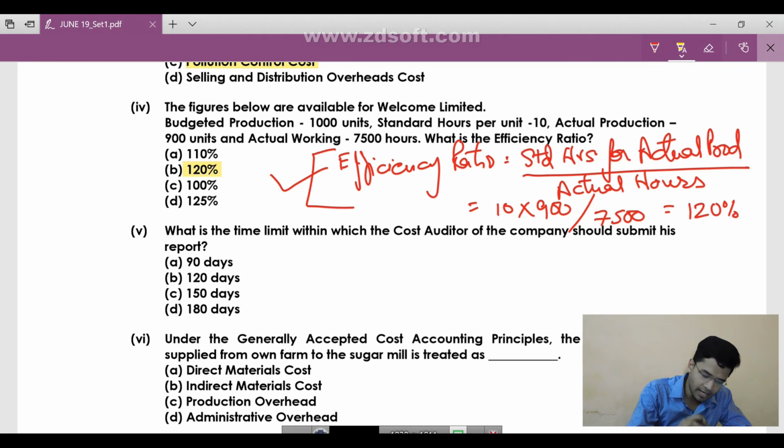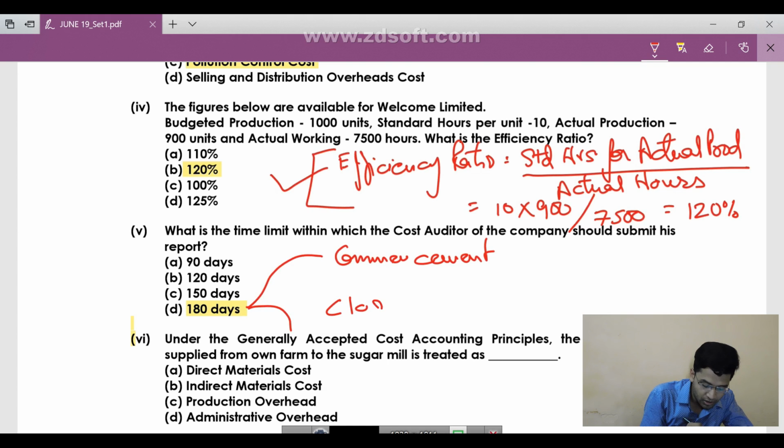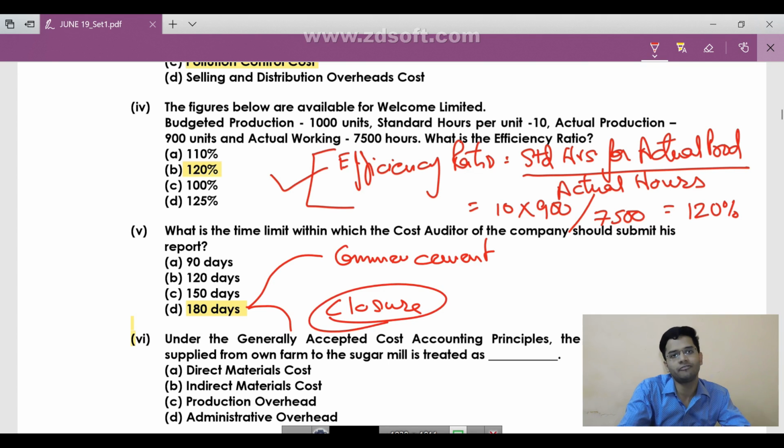Tell me, guys, what is the time limit within which he should submit his report? Yes, I know you are very well versed with these number of days, 180 days. But you have to tell me the answer to one additional question. 180 days of commencement of the financial year or closure of the financial year? This you have to tell me. The answer is 180 days of closure of financial year.